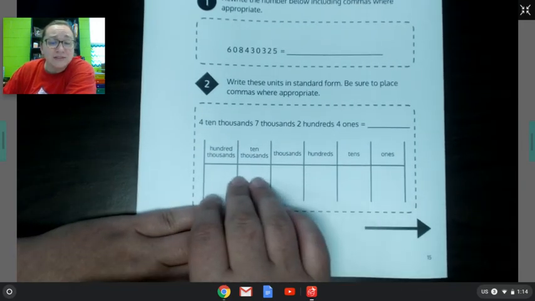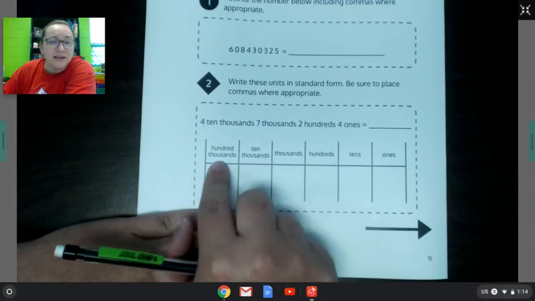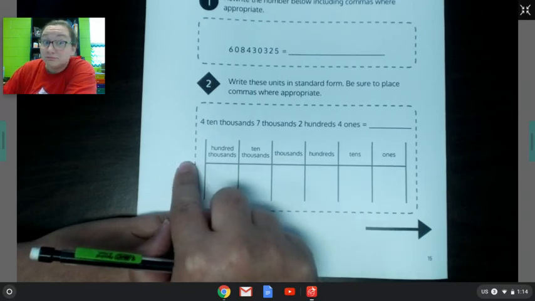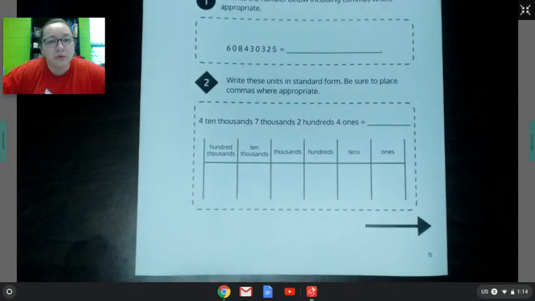In Zearn, it's going to ask you what would come next. So after thousands, 10,000s, 100,000s, there's millions. Millions would come next. Okay. So when we do commas, we create groupings of 3 units. Now, when I teach commas in my class, I teach you guys to always start at the ones place.